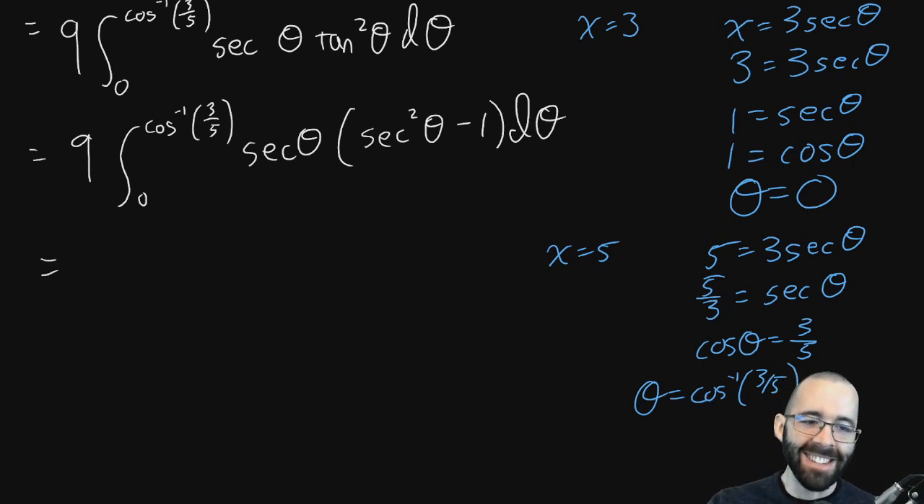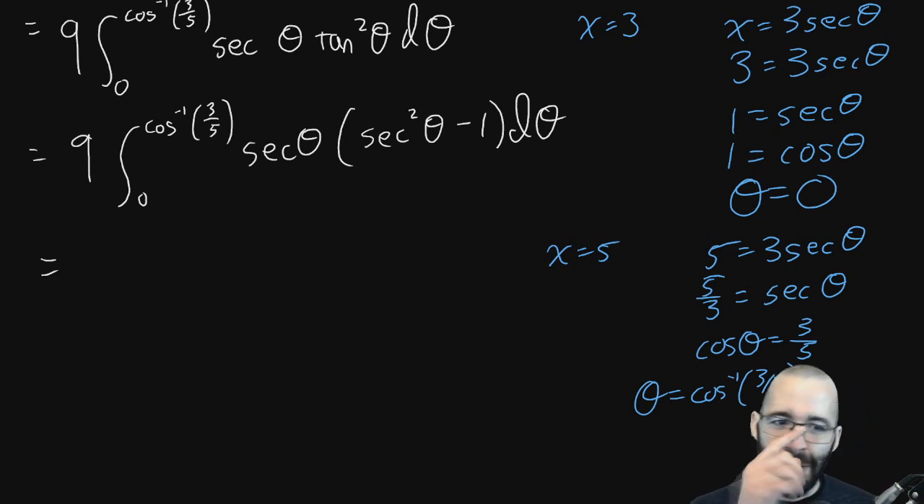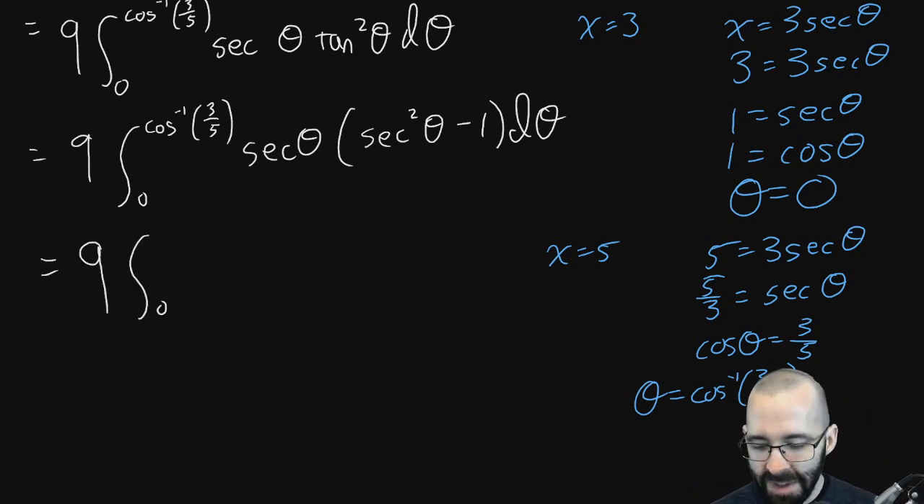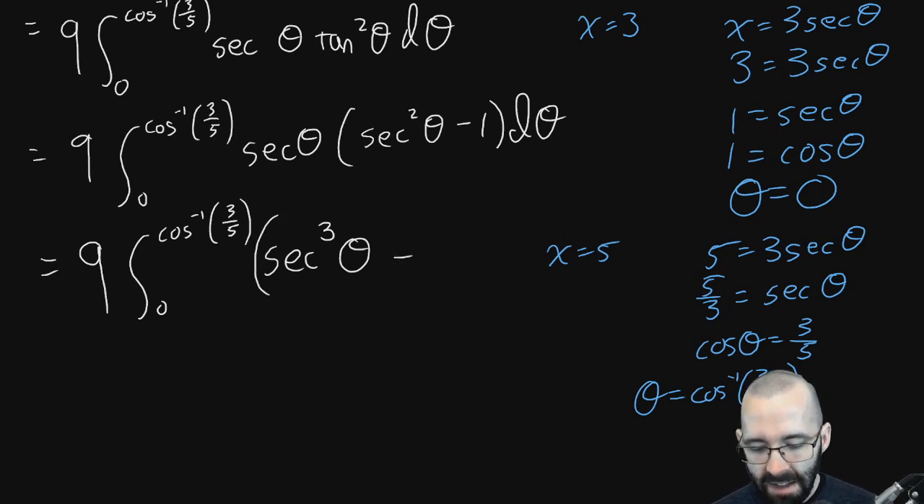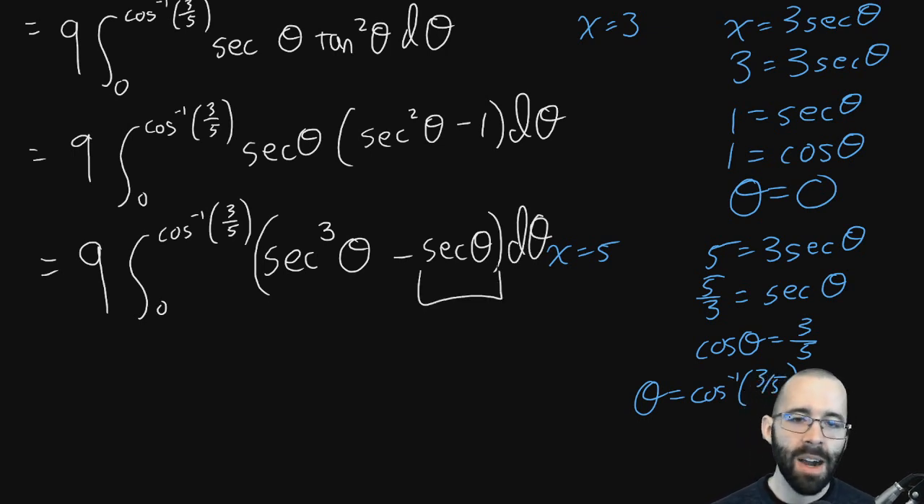This was a problem from the end of the section that I brought up because I was like, oh yeah, this will be easier than the other one. We got a little surprise though, a little bump in the road. Because look at this integral now. Integral from 0 to inverse cosine of 3/5 of secant cubed of theta minus secant theta. This integral, no problem. It's the natural log of secant of theta plus tangent of theta in absolute value. No problem.